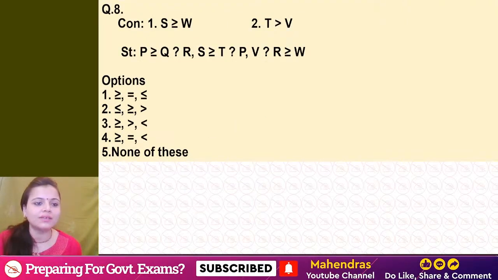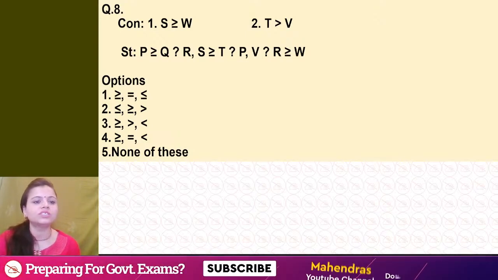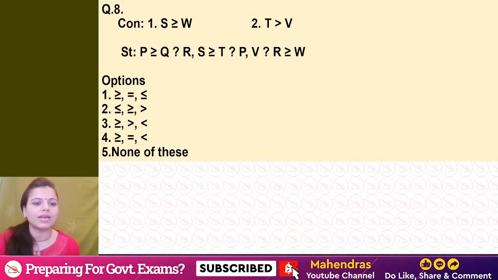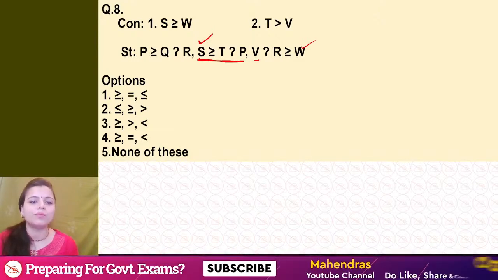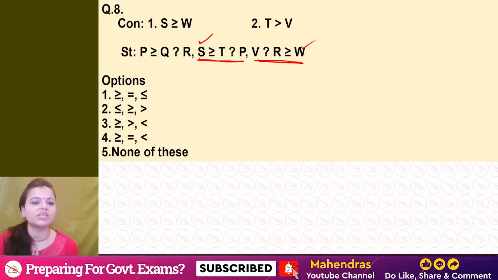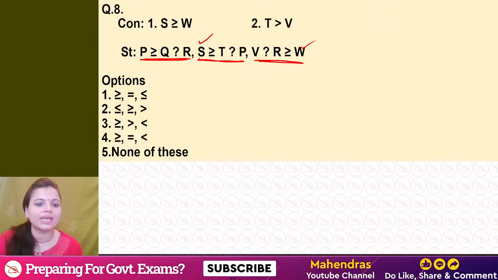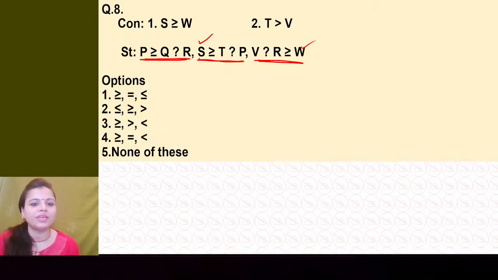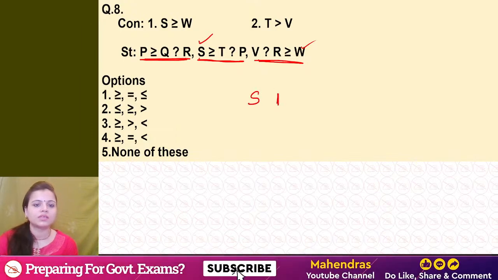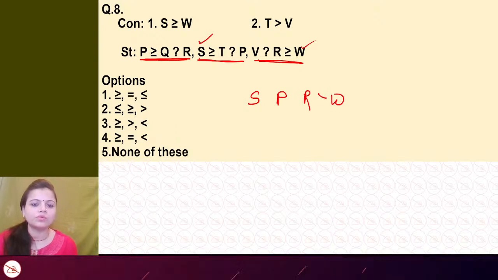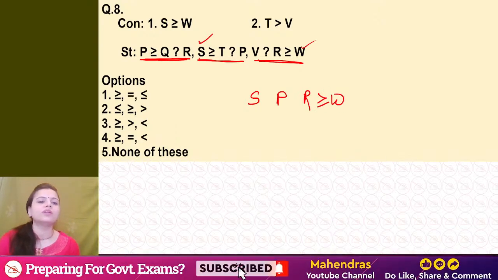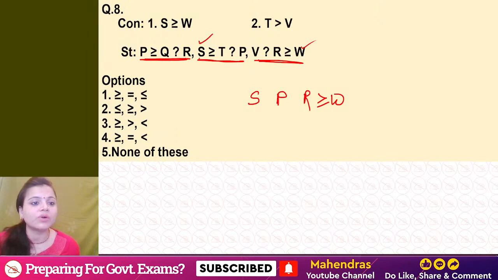And one more question was there. In the same way, the answer of this question: how to relate S with W. So S is in the second part, W in the third part. Is there any common element? No. Now you have to go for this first statement. So S is related with P. P with R and R with W. So now you can join S with W. Okay. So S is greater than or equal to W.